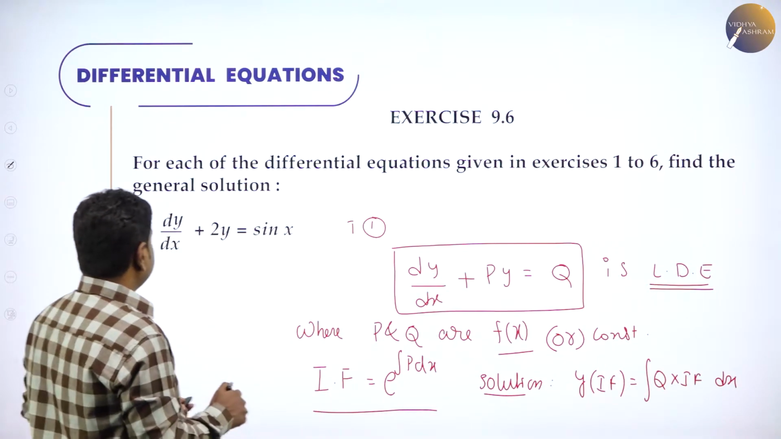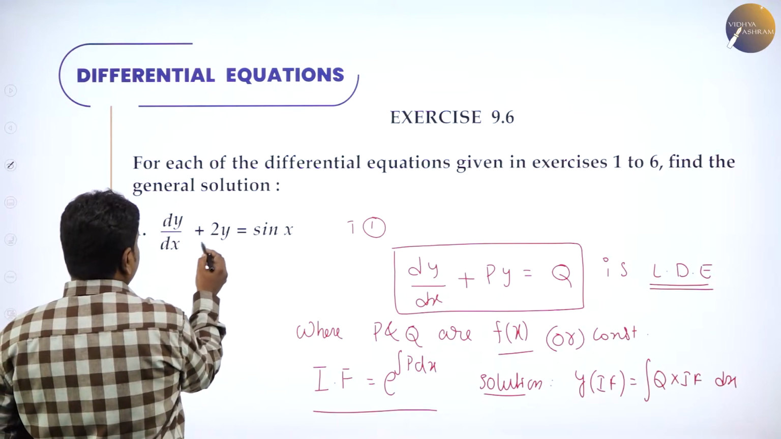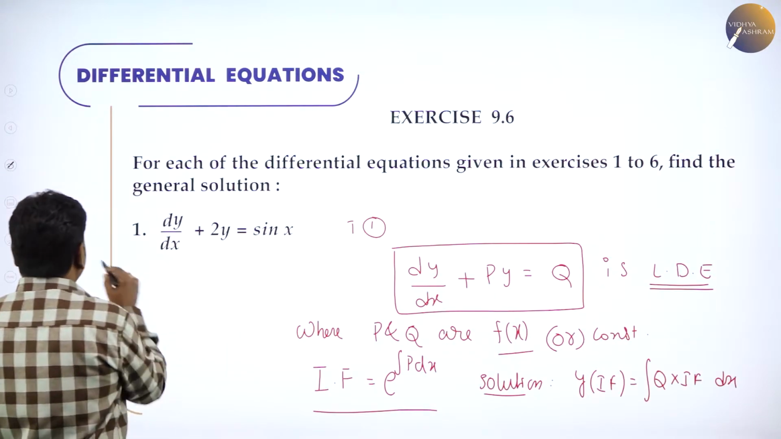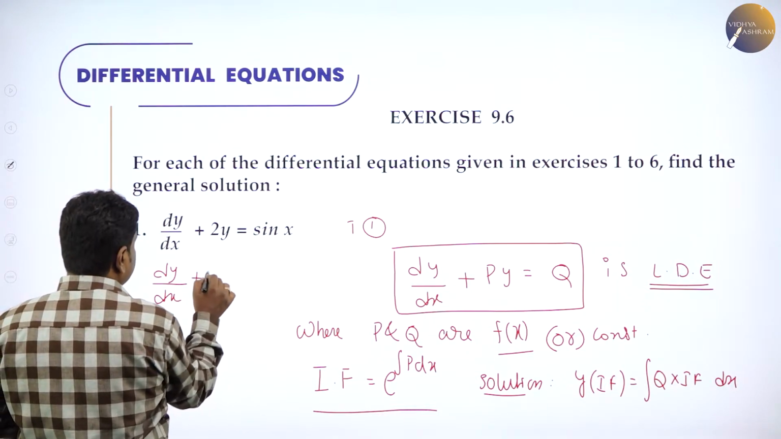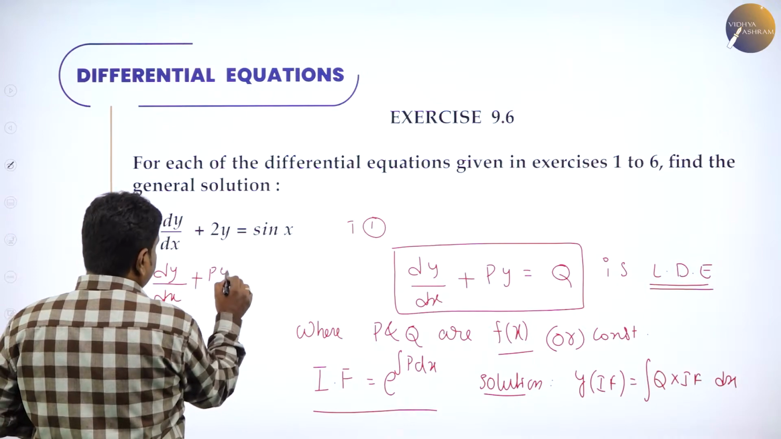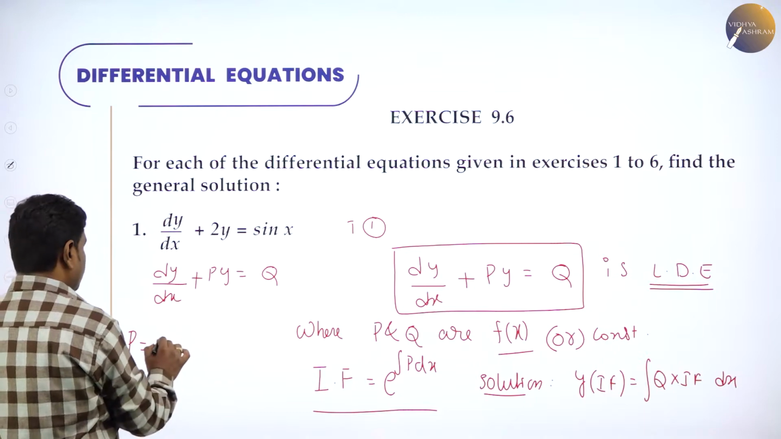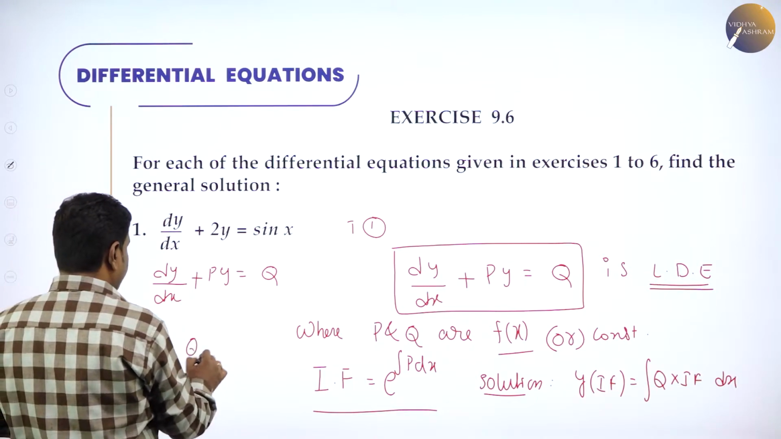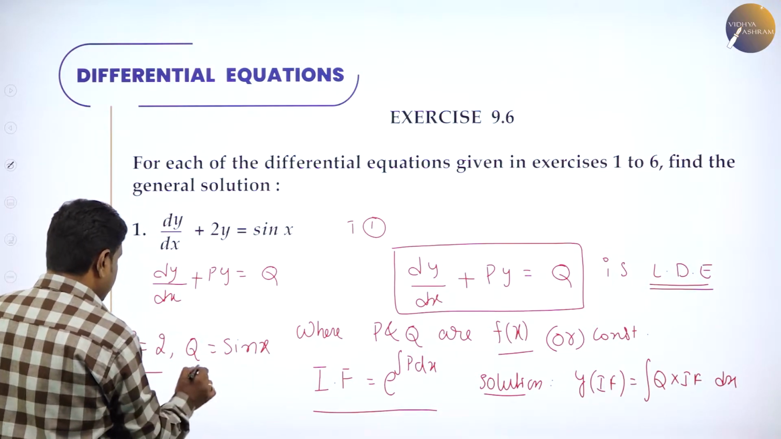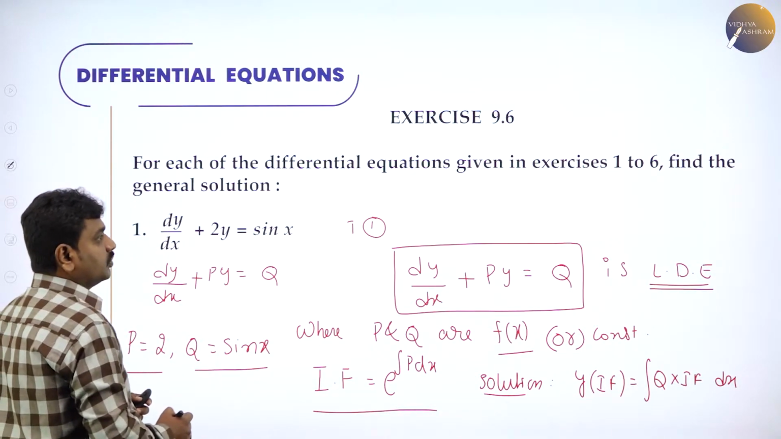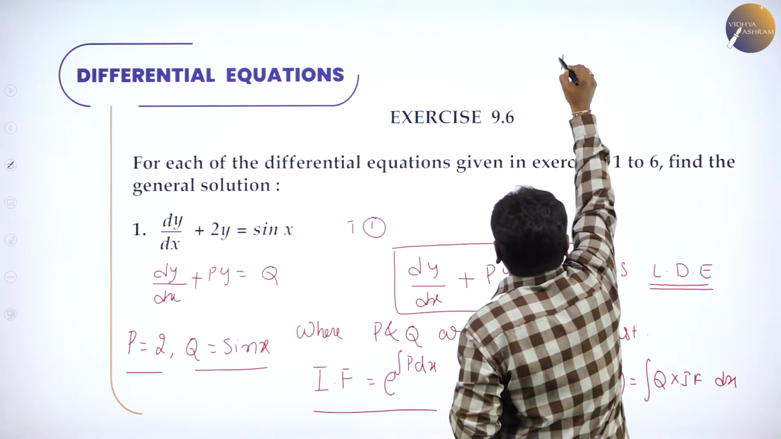So now, to solve this problem, the given problem is what? Dy by dx plus 2y. So it is in the form, the given problem is in the form dy by dx plus py is equal to q. By method of comparison, in the place of p I have 2. In the place of q, RHS sin x. So first we need to find p and q. I got p and q. Then you need to find integrating factor.